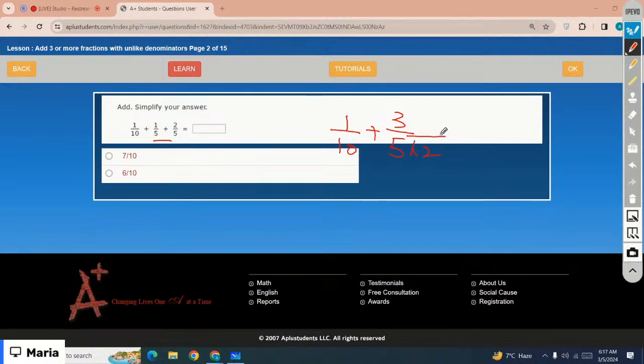5 times 2 is 10, so multiply this by 2. That is 1 over 10 plus 3 times 2, which is 6 over 10. So 6 plus 1 is 7, that is 7 over 10. The correct option is option number 1, that is 7 over 10.